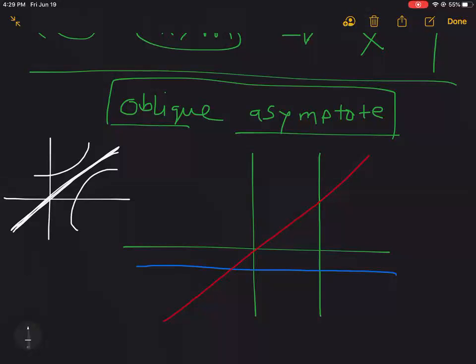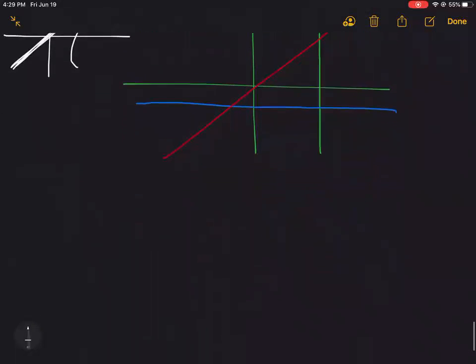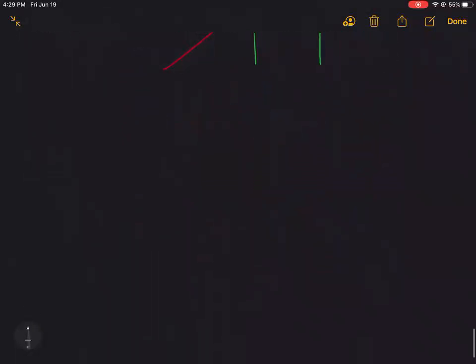Okay, now when can we have this? After I show this, then we'll see one example of it, hopefully. So if we have n equals m plus 1, okay, the degree of the numerator is actually one more than the degree of the denominator.